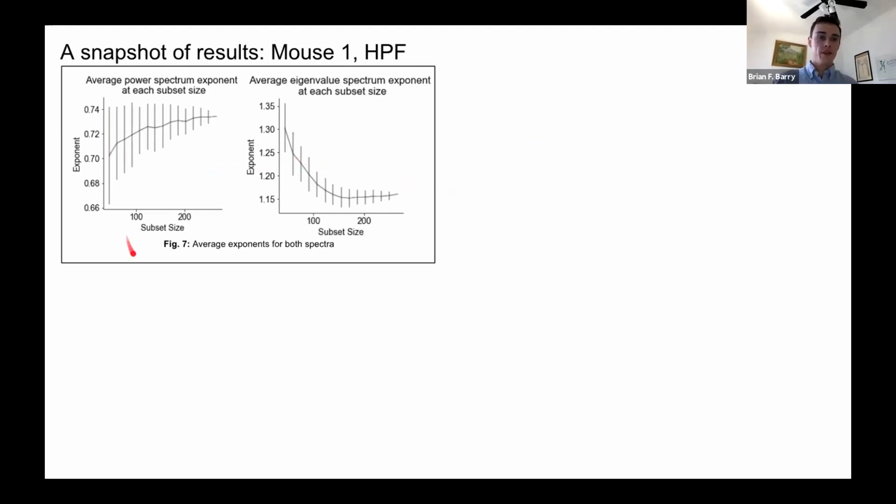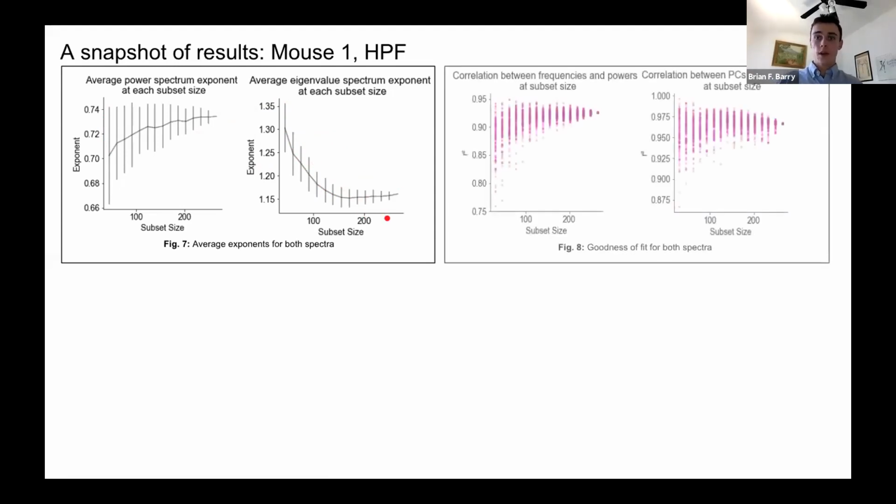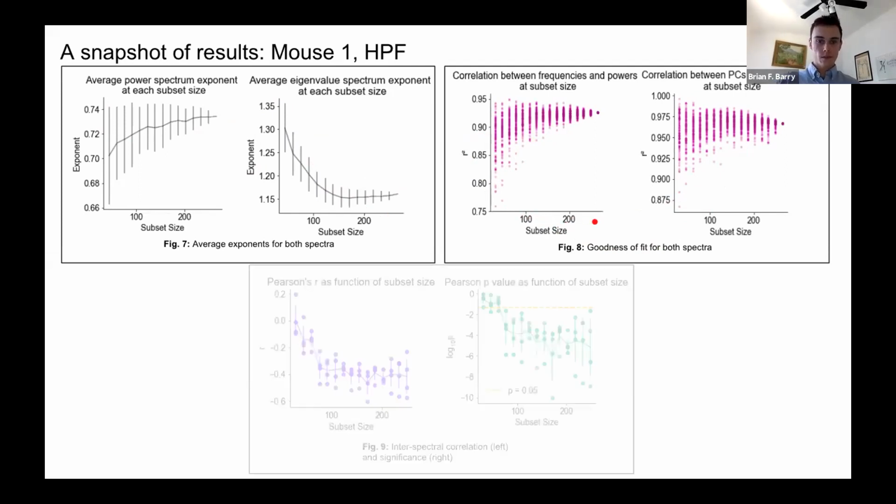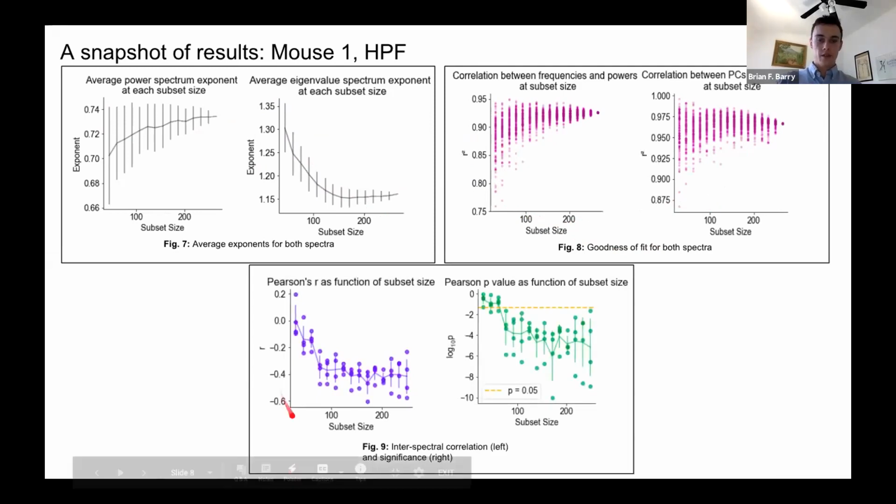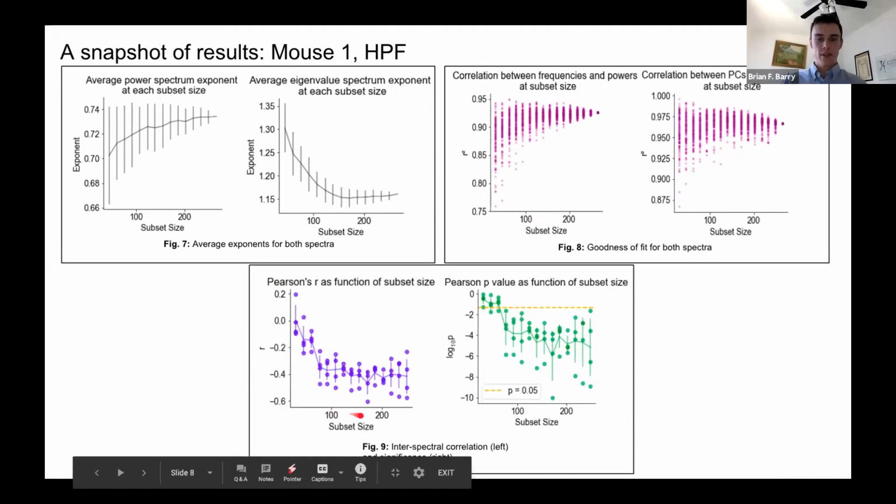This first set of figures shows the average exponent for each spectrum. You can see how the exponents seem to converge monotonically as subset size increases. These figures show the goodness of fit for both spectra, and you can see how the fits get better as more neurons are subsampled. And finally, we have the interspectral correlation as subset size increases.